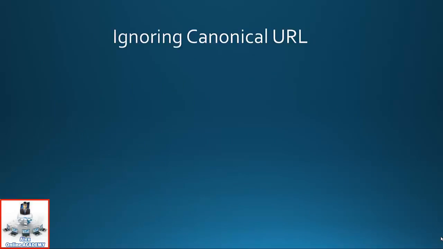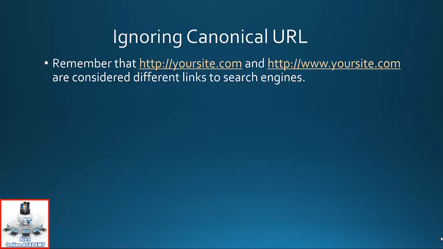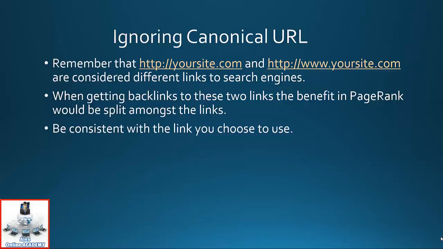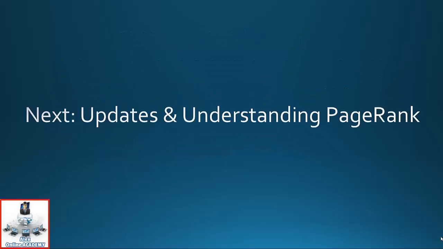The final thing is ignoring canonical URLs. Remember that yoursite.com and www.yoursite.com are considered different links to the search engines. When getting backlinks to these two links, the benefit and PageRank would actually be split amongst them. So if you're doing link building correctly and getting quality links to your site, you do want to be careful to make sure it's consistent. Be consistent with the link you choose, especially when you're doing your promoting. If you're going to be running maybe posters around your town, business cards, doing YouTube videos, keep them all with www.yourdomain, or keep them all just yourdomain.com. Be consistent with how you do it.